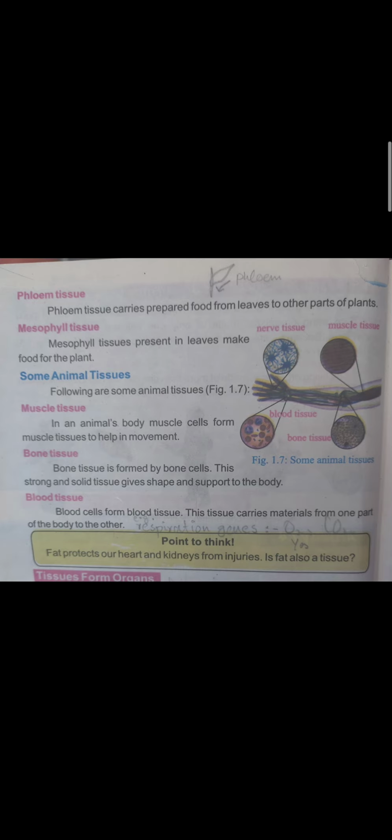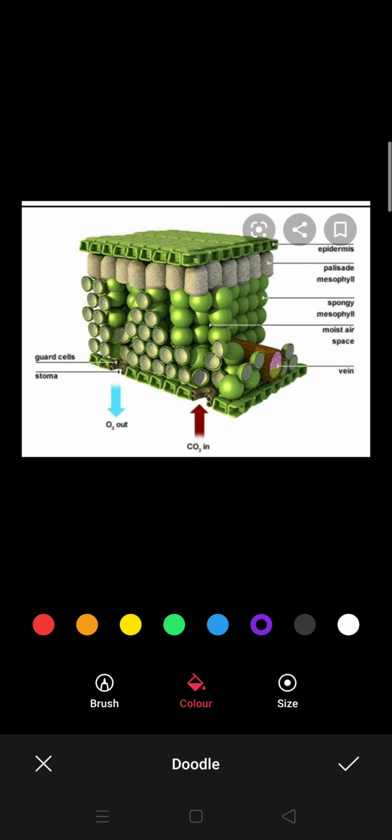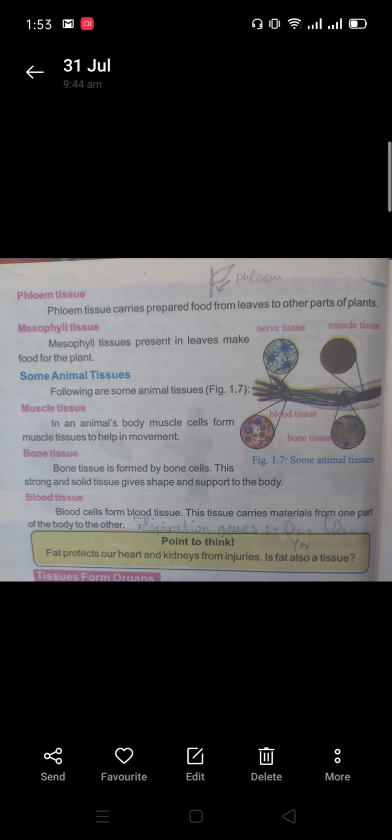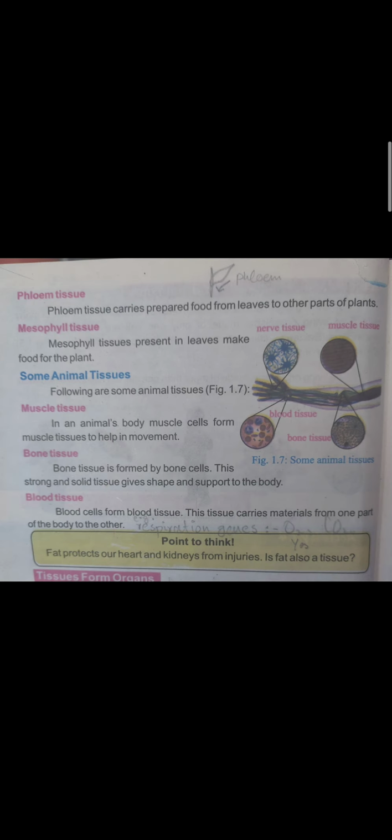There are two types of mesophyll tissues, as in this animation. Palisade mesophylls are long, while spongy mesophylls are oval or circular. Next, we will read about some animal tissues.